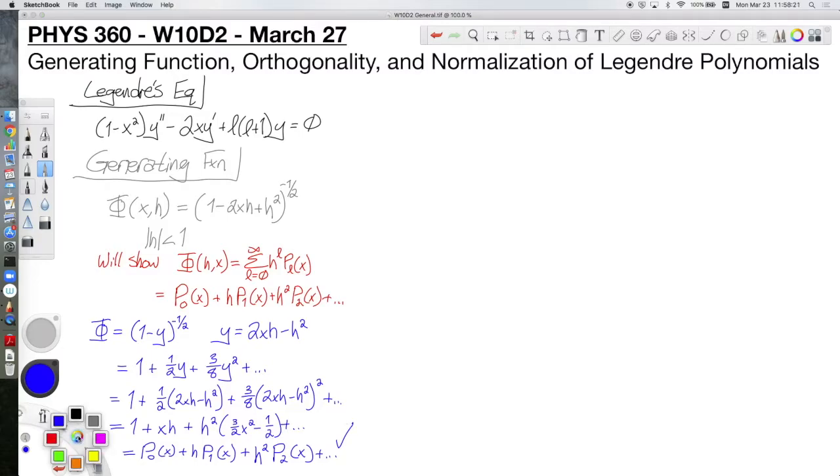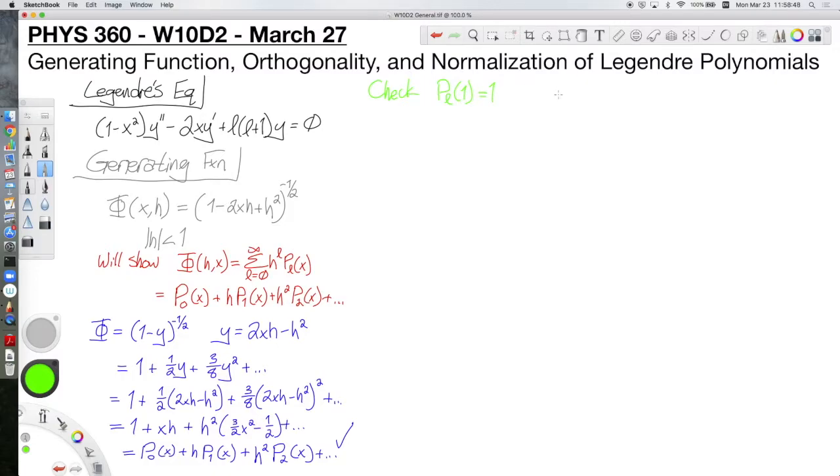We should check to make sure our generating function satisfies some of the normal things that we want Legendre polynomials to satisfy. If the generating function really can be written as a linear combination of Legendre polynomials, then it should have some of the same properties. One of those properties is that PL of 1 should always equal 1. So let's verify this one.